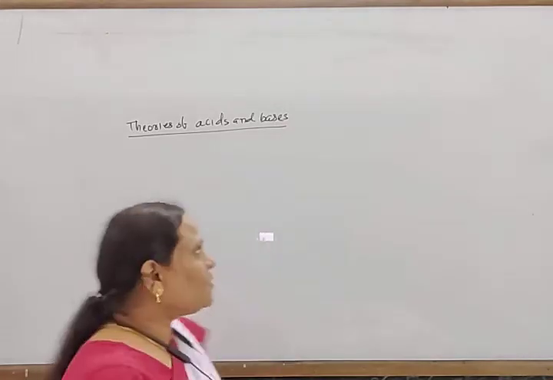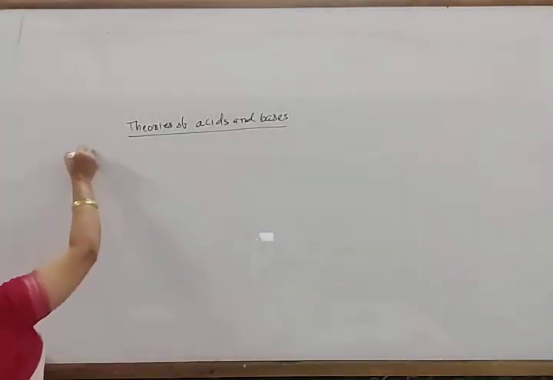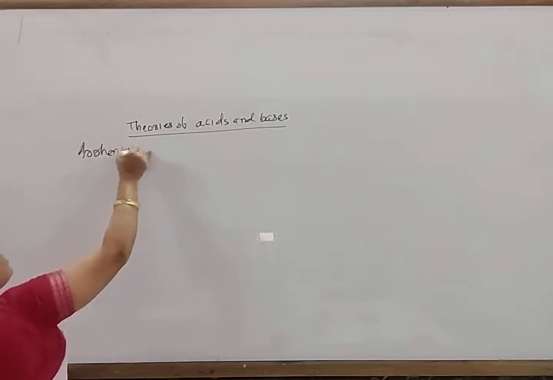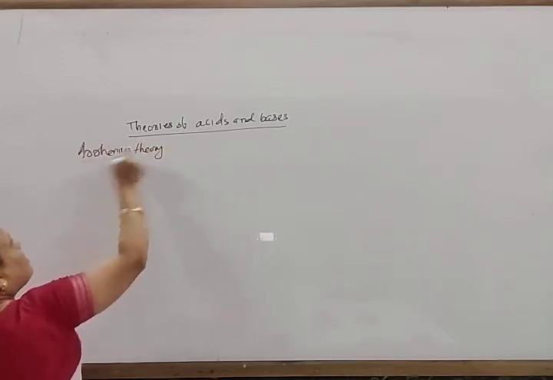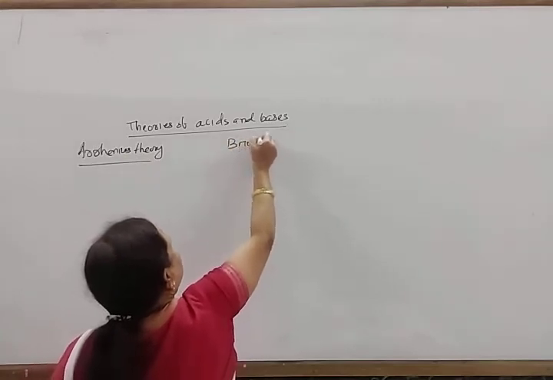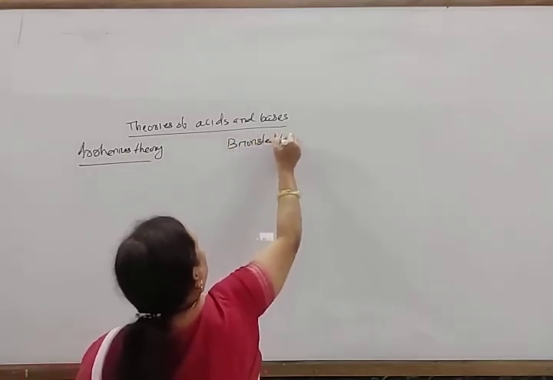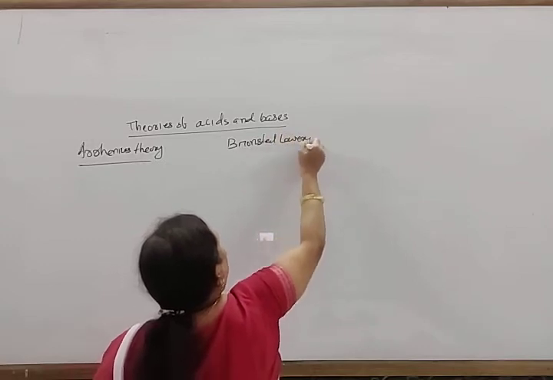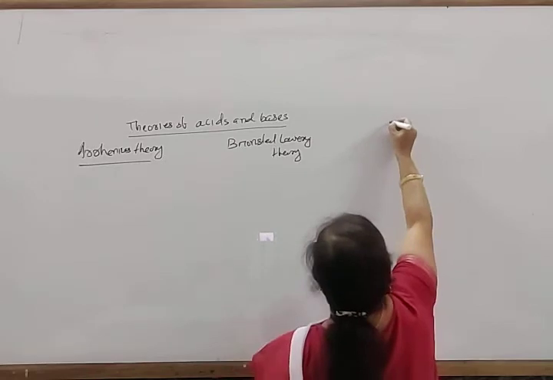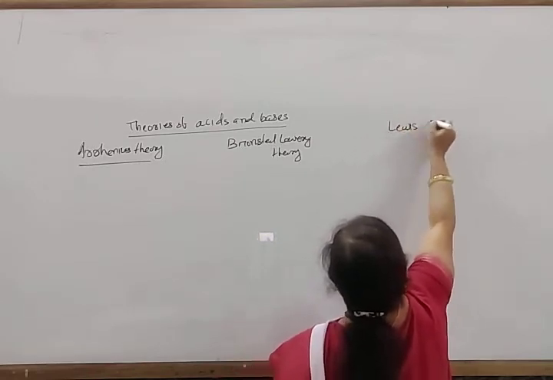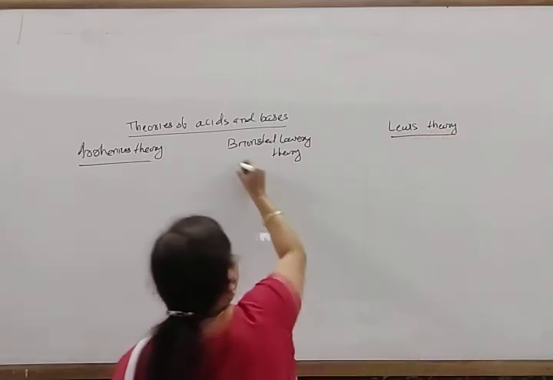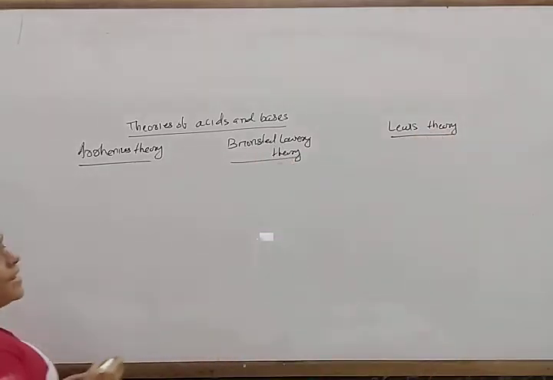One is known as the Arrhenius theory. Another is known as the Bronsted-Lowry theory, and another is known as the Lewis theory. So there are three theories to explain acids and bases.